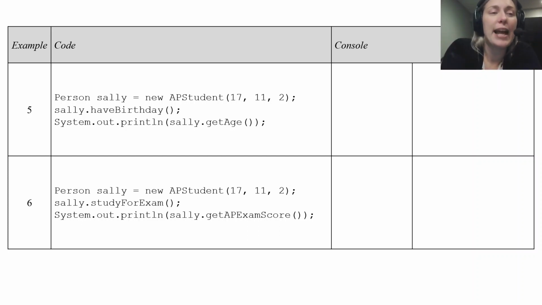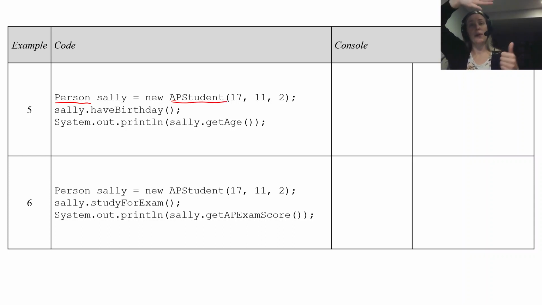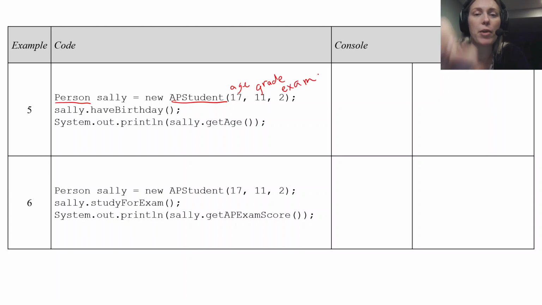So person Sally equals new AP student. Okay. That's legal. That's okay, because we got person up an AP student down here. So because declared is higher in the hierarchy than created, that's legal upcasting. So this is her age, her grade, and her exam score, right, for that default constructor.